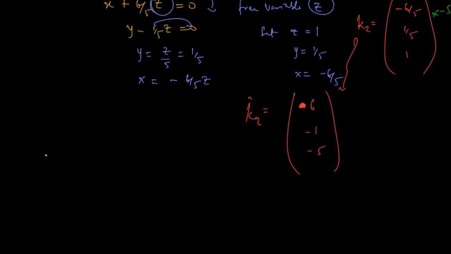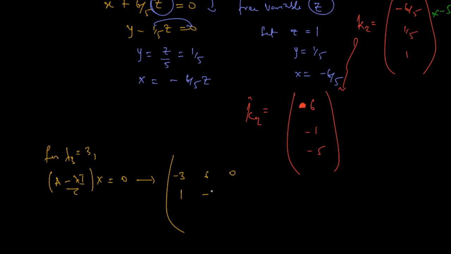So the eigenvector that corresponds to lambda 3 equals 3: A minus lambda I times x equals 0. Wherever we see lambda, replace it with 3 in the coefficient matrix. So we have negative 3, 6, 0; 1, negative 3, 1; 1, 1, negative 3, times our x, which is x, y, z, now equals 0, 0, 0.